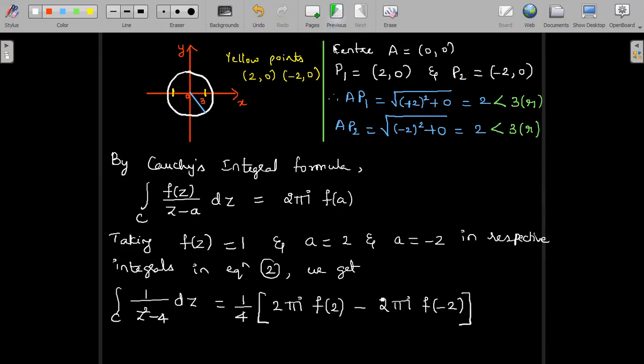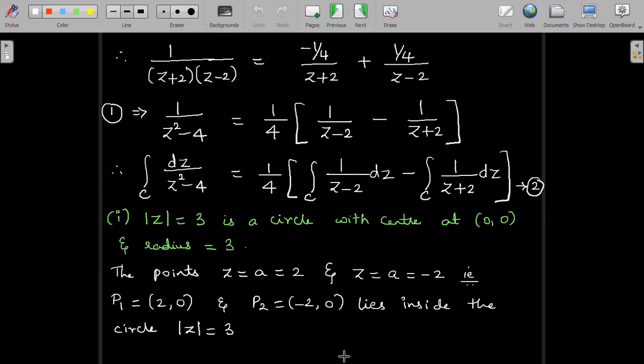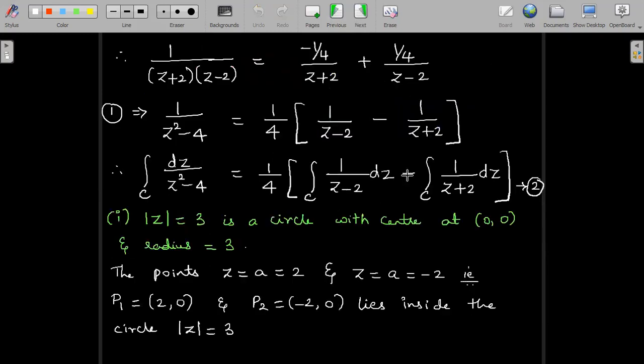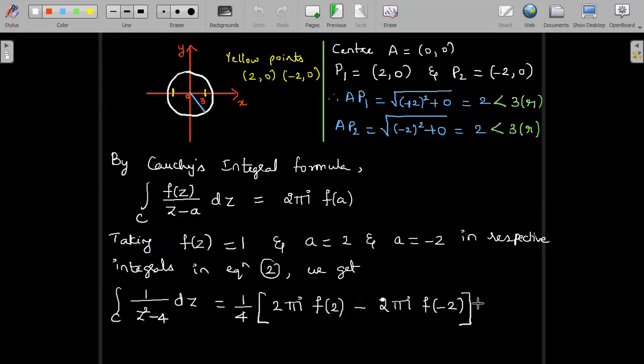So we have equation 2 in this way, 1 by 4 outside. So I took that 1 by 4 outside and I have 1 divided by z minus 2 into dz and 1 divided by z plus 2 into dz. So a value is 2 here. That is why 2 pi i into f of 2. Similarly, in the second one, there's a minus sign. I've retained the minus as it is. And in the second integral, a value is -2. So that is why 2 pi i into f of -2.